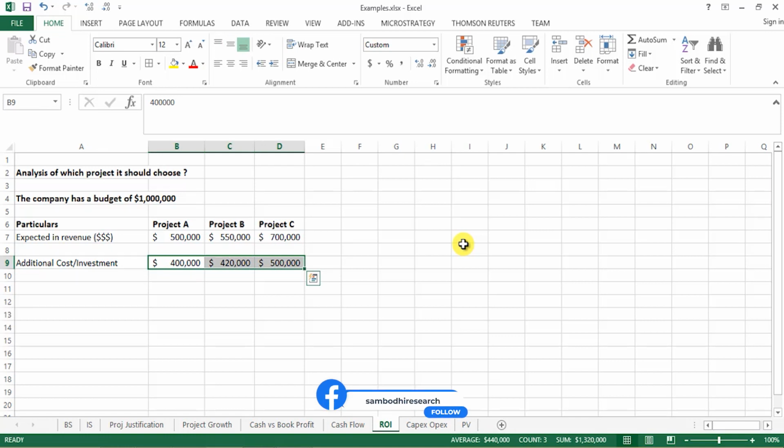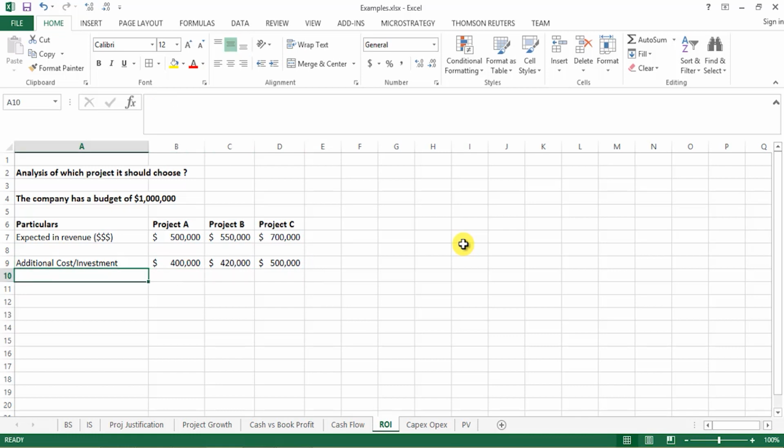The company does not have the bandwidth to go for that level of investment. You can say the company can go for project C and project A, because here project C seems to be promising in terms of absolute dollar values. Oh wait, let's just complete this whole table first of all.